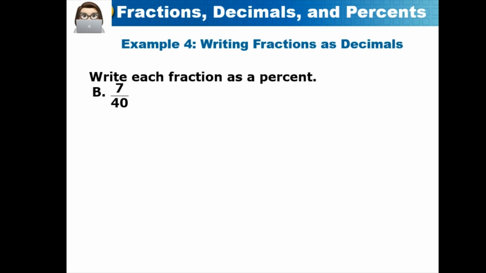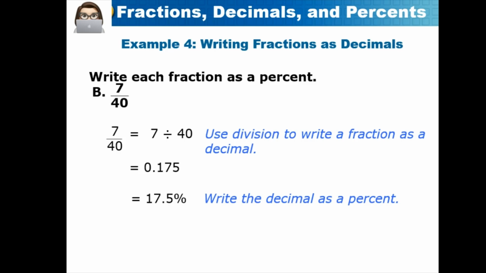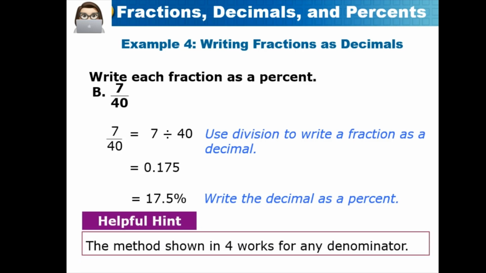Another example, write each fraction as a percent, 7 over 40. Notice that the denominator is not a multiple of 100. So we will use division to write a fraction as a decimal. So 7 divided by 40, you can use your calculator to process this. And then you will get 0.175. Then write the decimal as a percent. Just multiply it by 100 or move two decimal places to the right. And note that the method shown in this example works for any kind of denominator.